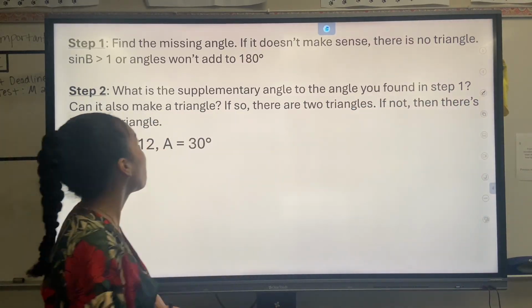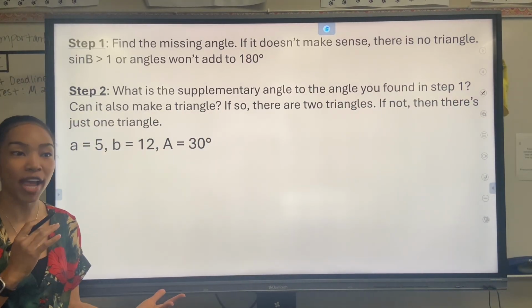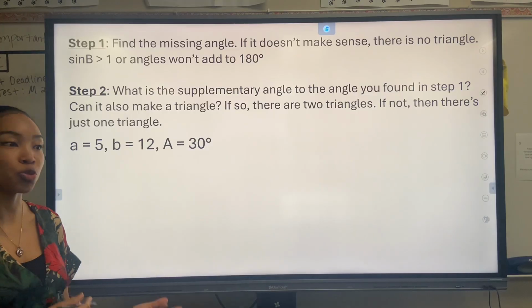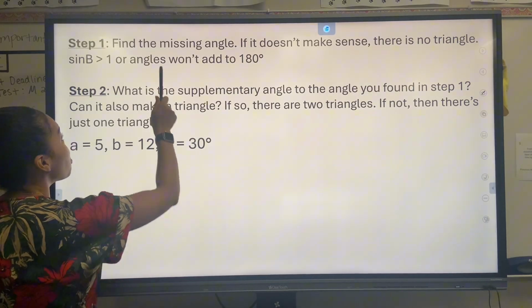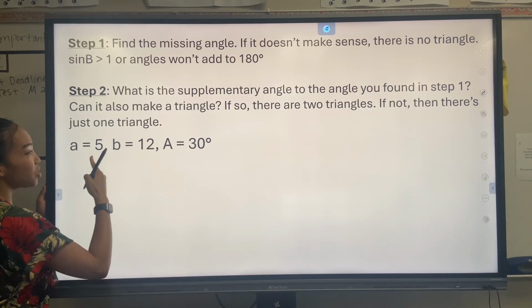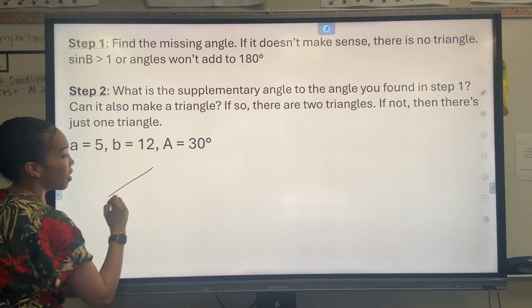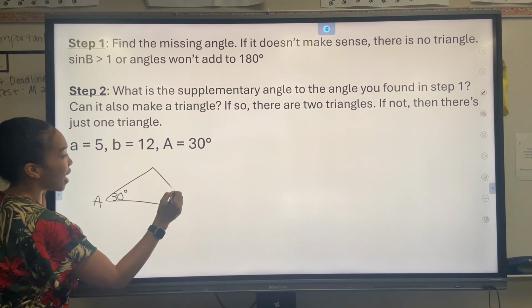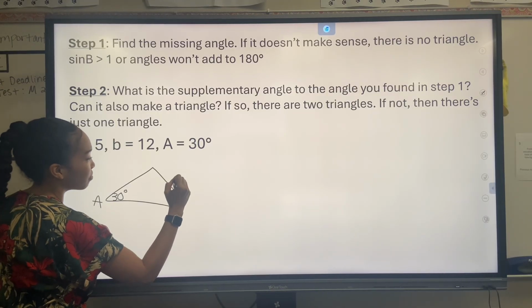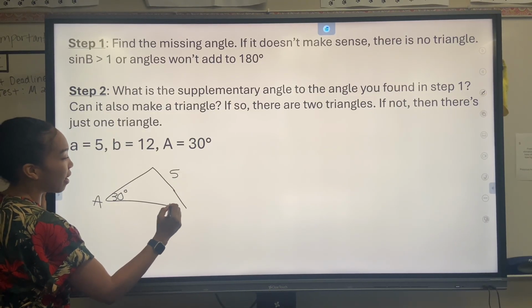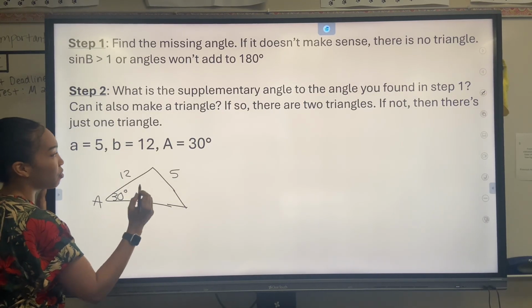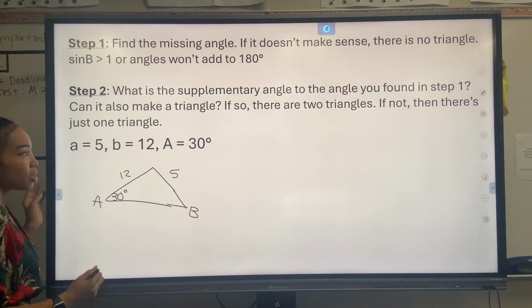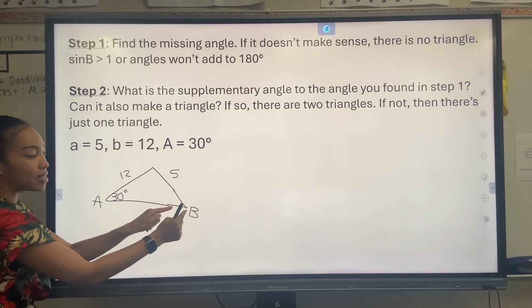Okay, so here's step one to figure out if we have one triangle, no triangles, or two triangles. First we're gonna find the missing angle. This is the information that was given to me. I have angle A is 30 degrees, side A is 5, and side B is 12. So that's angle B. The first step, you wanna find this missing angle.